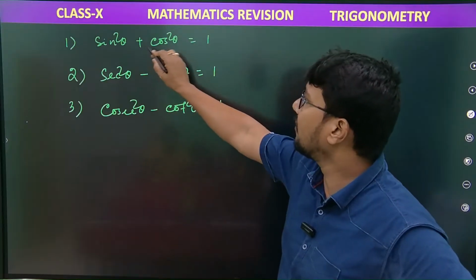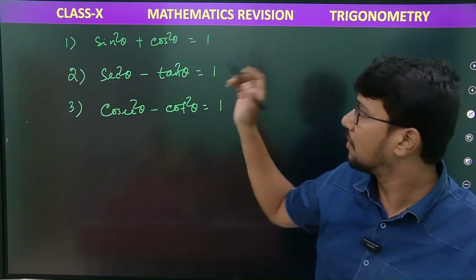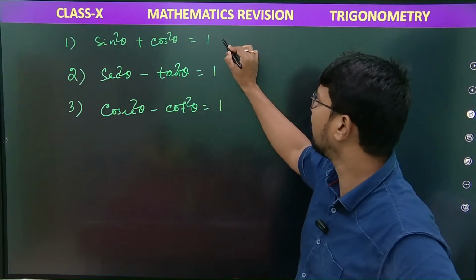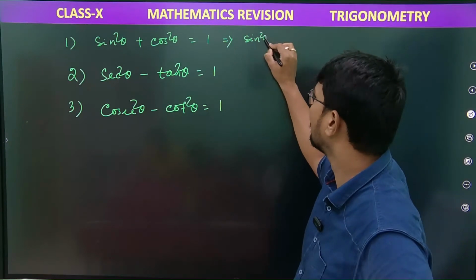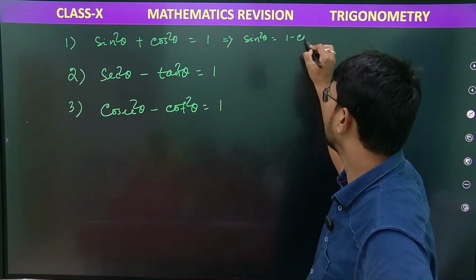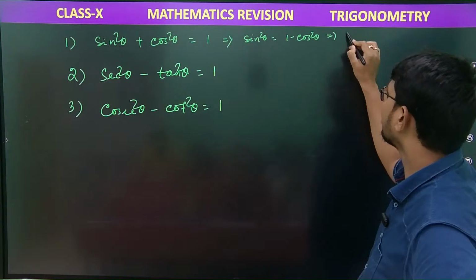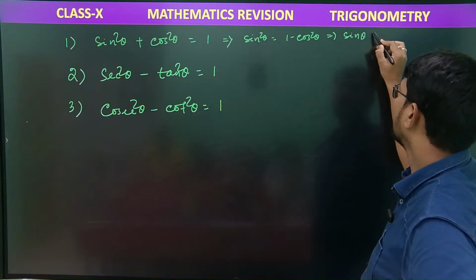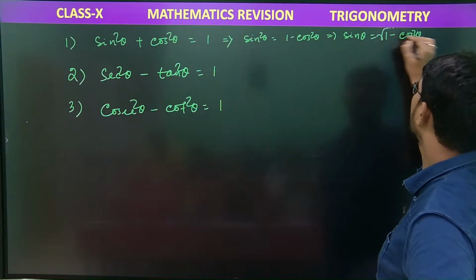Now from here you can find sine square theta. What is the sine square theta value? From the first one, sine square theta is 1 minus cos square theta. And sine theta equals the square root of 1 minus cos square theta.